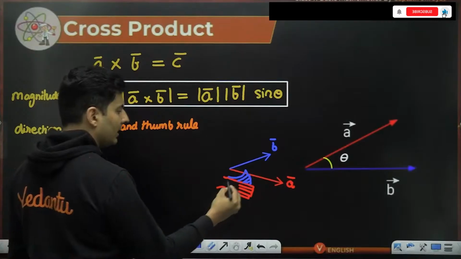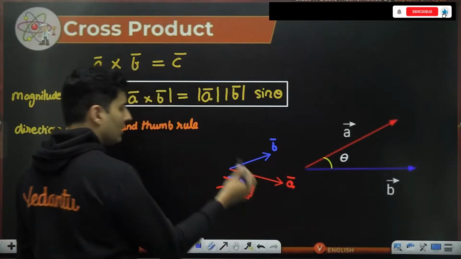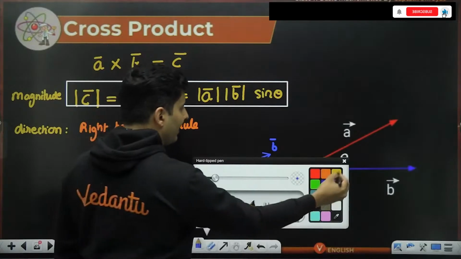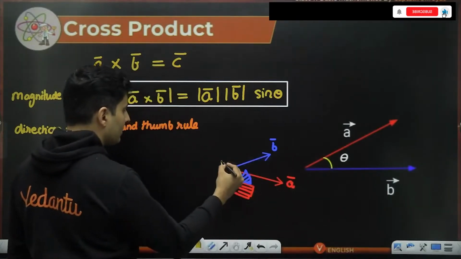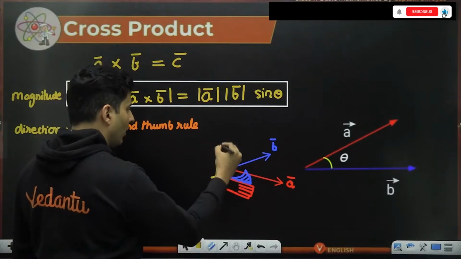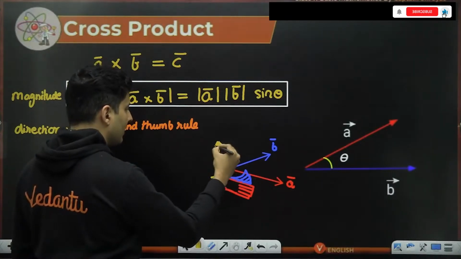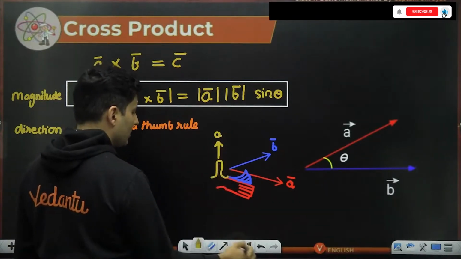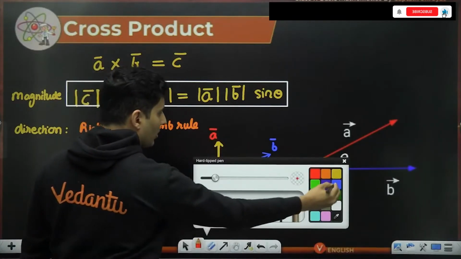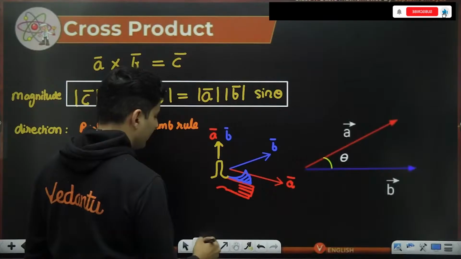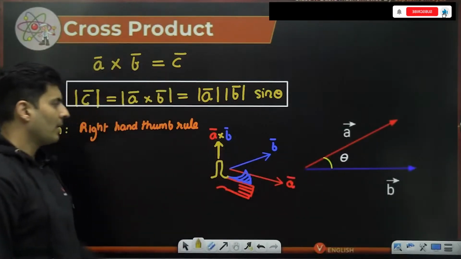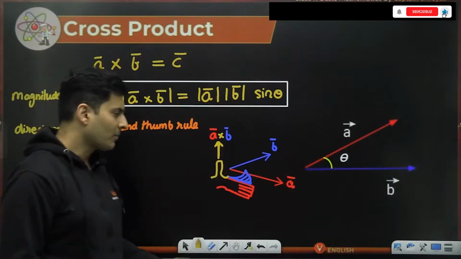They will bend like that. Are you able to visualize this? They'll bend like that. Automatically, the thumb will point in a very unique direction. In this case, the thumb will be like that. This is my thumb. Wherever the thumb points, that is the direction of A cross B. That is the direction of A vector cross producted with B vector. That is A cross B direction or C vector's direction.